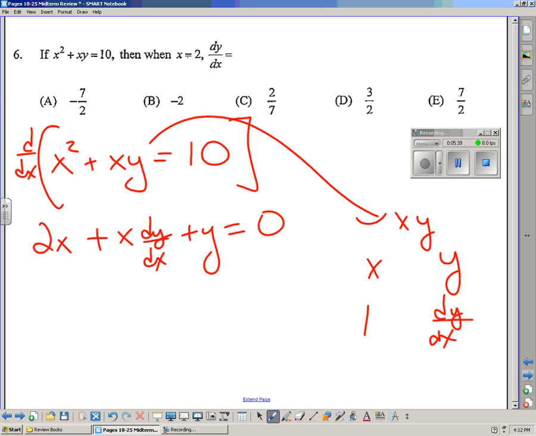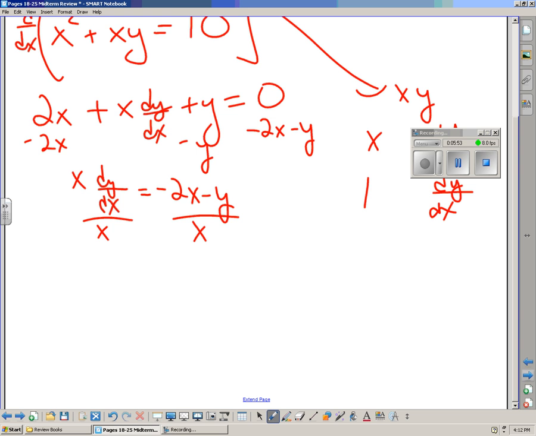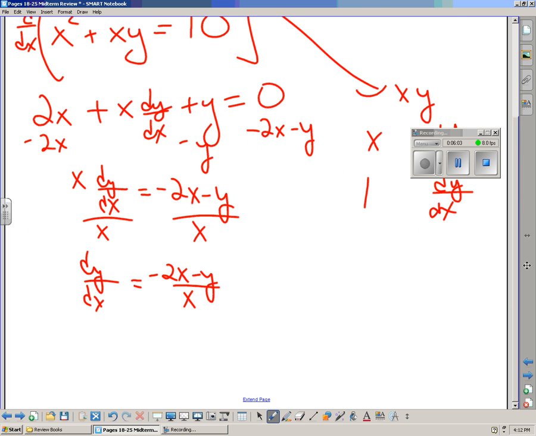And we want to solve for dy over dx. So we can move over these guys. So we get x dy over dx equals negative 2x minus y. Dividing by x, we get that dy over dx is negative 2x minus y over x. Now we want to find the value of the derivative when x is 2. So if x is 2, we would get negative 2 times 2 minus y over 2.